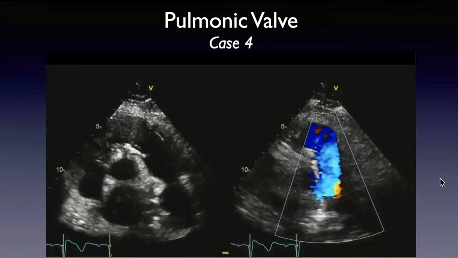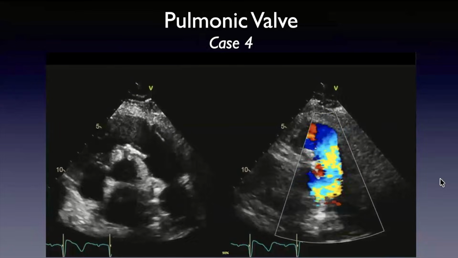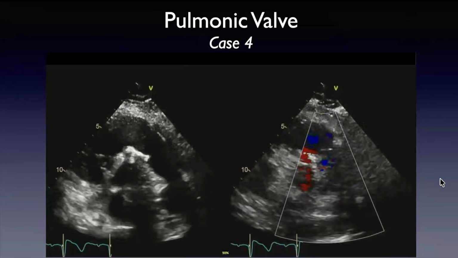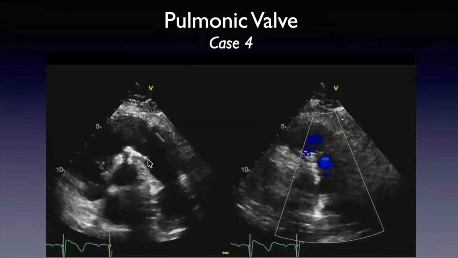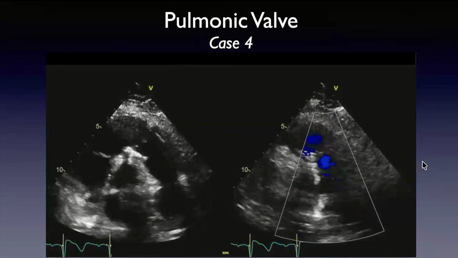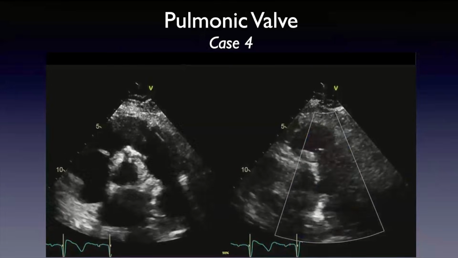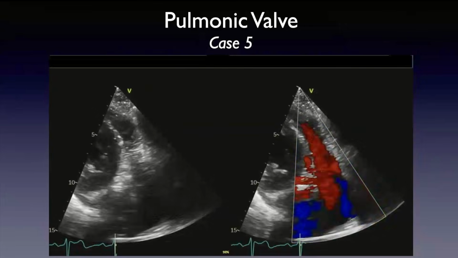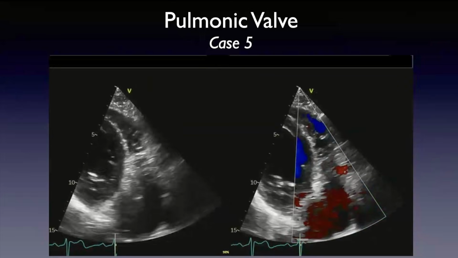And they opened up the infundibulum of the RV to allow a bigger valve to be placed. So this is a really nice looking bioprosthetic pulmonic valve replacement. Really thin cusps. You can see the struts of the valve. You can see there's still a bit of flow acceleration to the valve, probably because of the degree of RVH. But this is bioprosthetic pulmonic valve stenosis. Okay, case 5. So parasternal long axis RV outflow tract view.